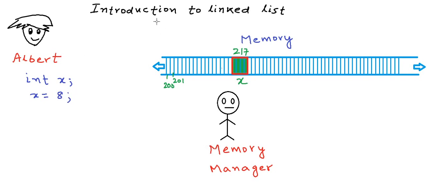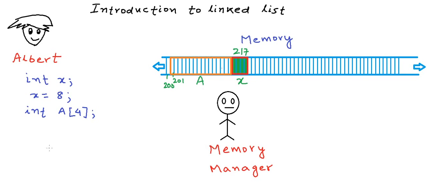Now Albert needs to store a list of integers, a list of numbers, and he thinks that the maximum number of integers in this list will be 4. So he asks the memory manager for an integer array of size 4 named A. Now array is always stored in memory as one contiguous block of memory. So memory manager is like okay, I need to look for a block of memory of 16 bytes for this variable, this array A. So the memory manager allocates this block starting address 201 and ending address 216 for this variable A, which is an array of 4 integers.